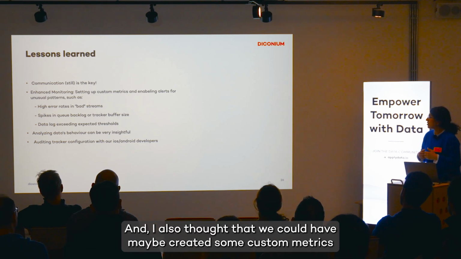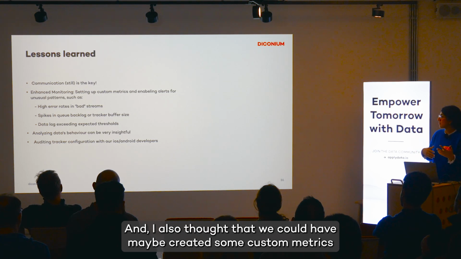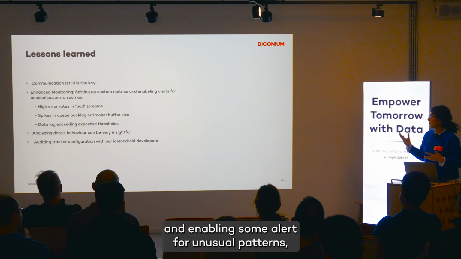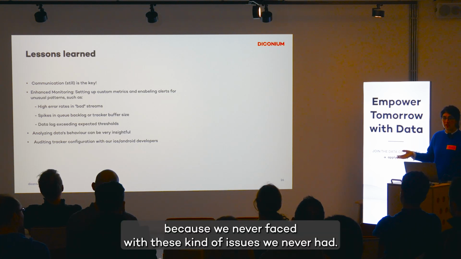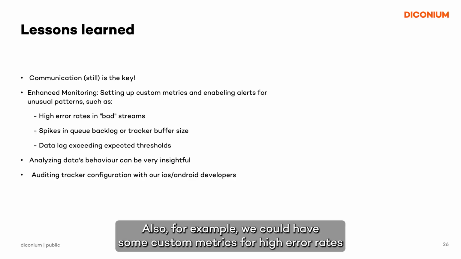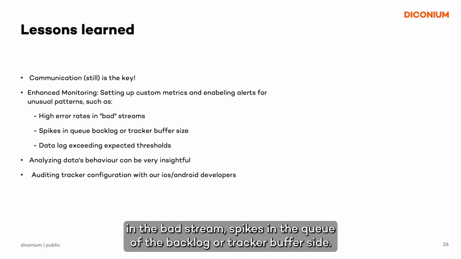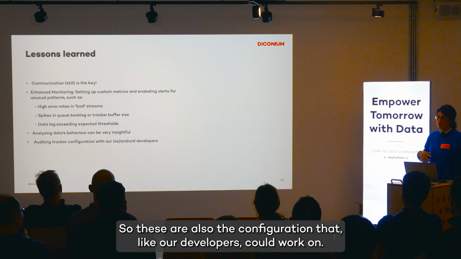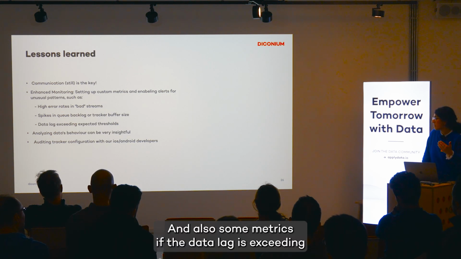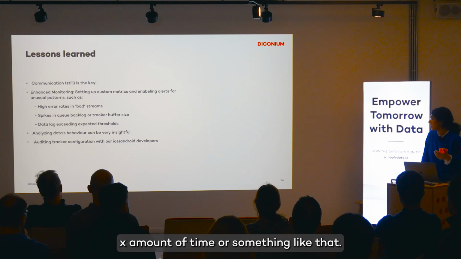I also think we could have created some custom metrics and enabled alerts for unusual patterns, because we never faced these kinds of issues. For example, custom metrics for high error rates in the batch stream, spikes in the queue backlog or tracker buffer side. These are configurations our developers could work on. Also metrics for when the data lag exceeds a certain amount of time.